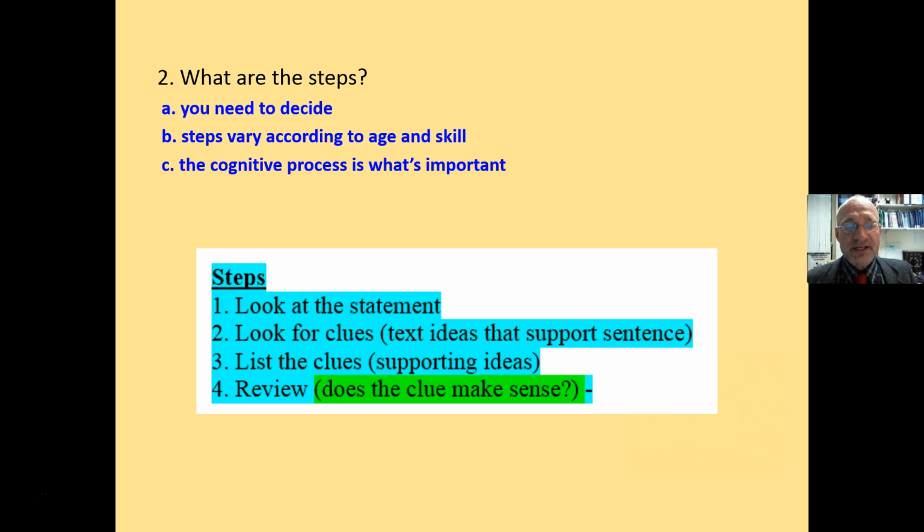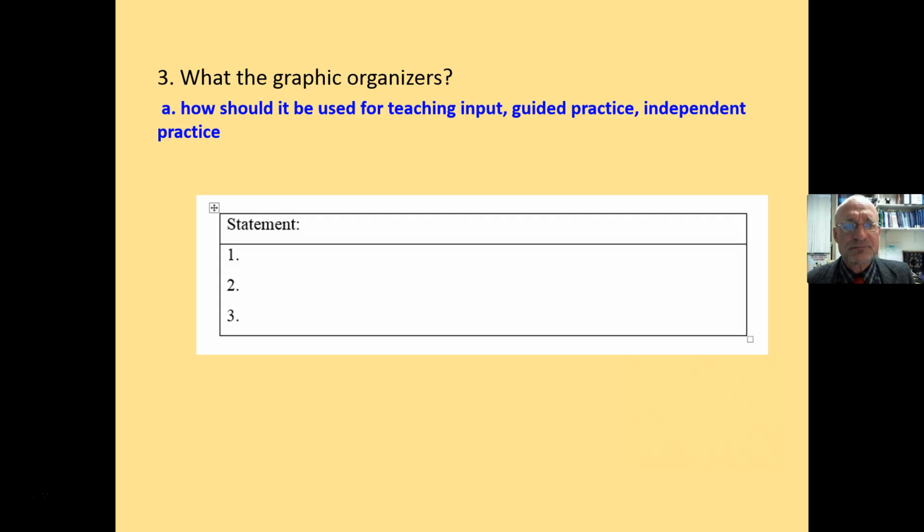Then I have to decide what are the steps. Now, the steps vary. It would be nice if there was a universal set of steps, but I have to break it down and decide the steps that I think are important for this cognitive process. And here are the steps that I have decided. You may have slightly different ones. You look at the statement, look for clues, and a clue is a text idea that supports that. List the clues and then review. Does that make sense? Does it support? These are the steps.